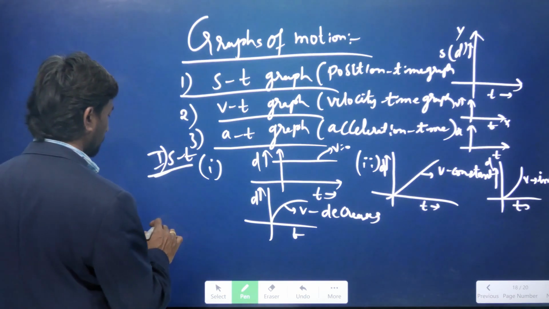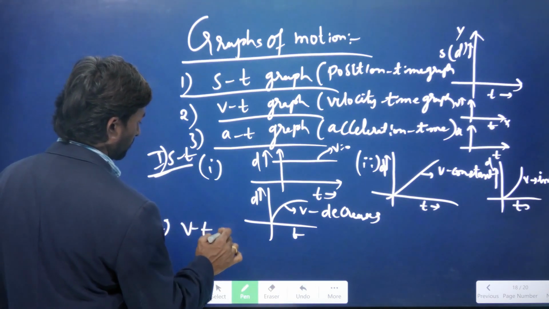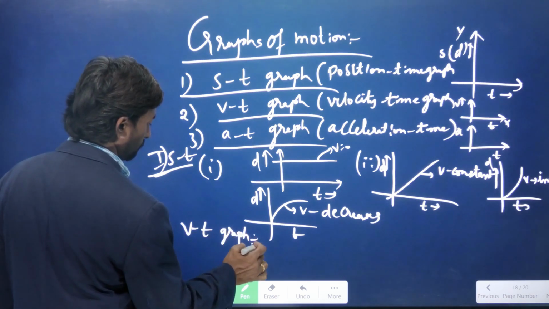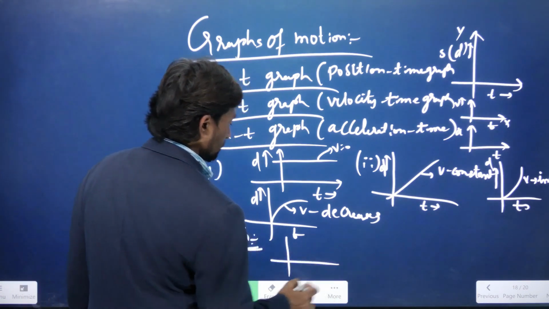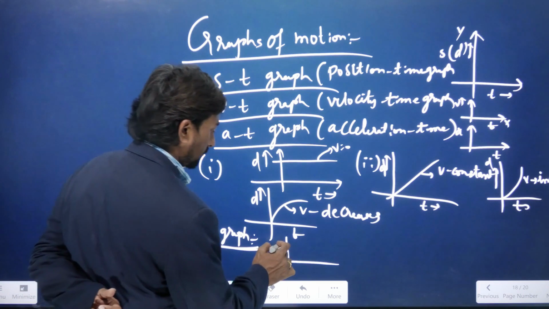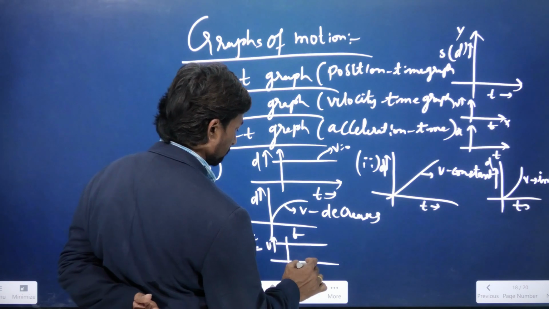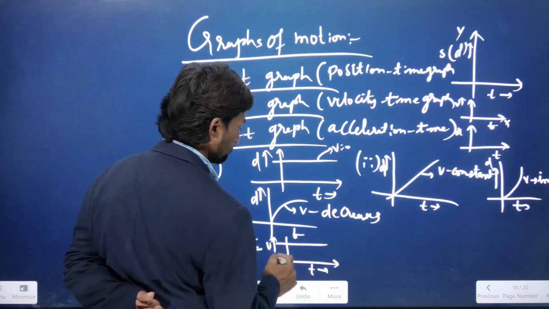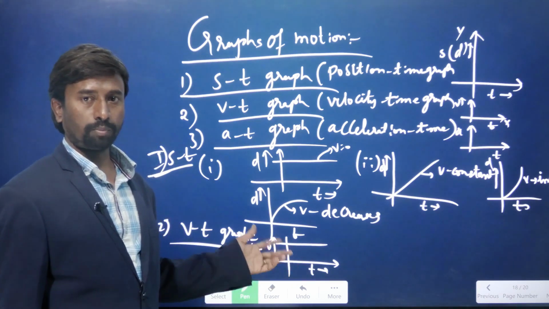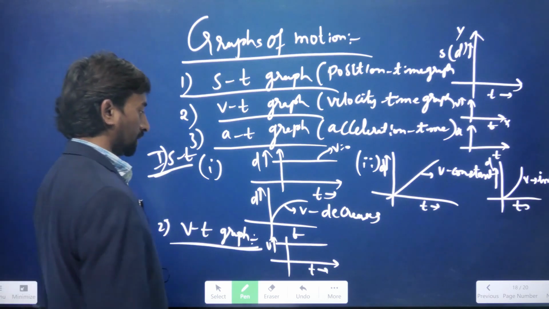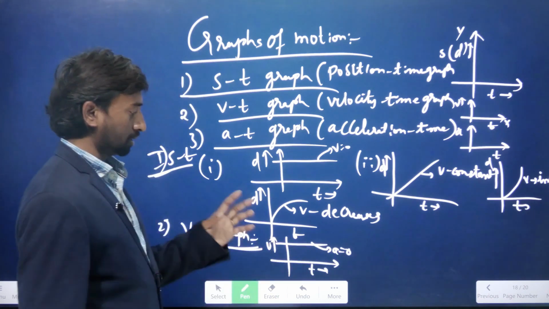And next we have the cases in the second one, that is the VT graph. In the VT graph also, if the body is at rest, then we'll get a line parallel to the x-axis. On the y-axis velocity is taken, and on the x-axis time is taken. The graph is a straight line parallel to the x-axis, so we can say the body is at rest. Here we can say a is equal to 0, and v is constant at a certain time.